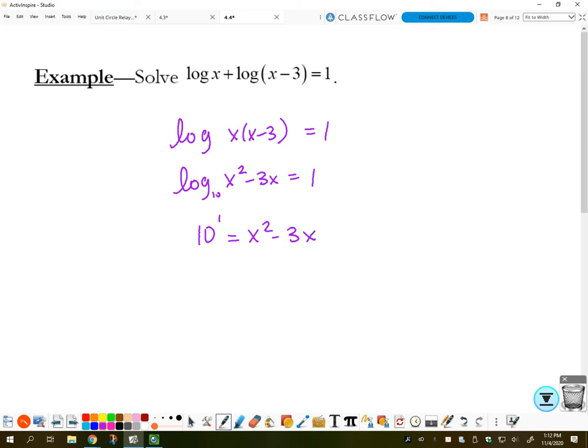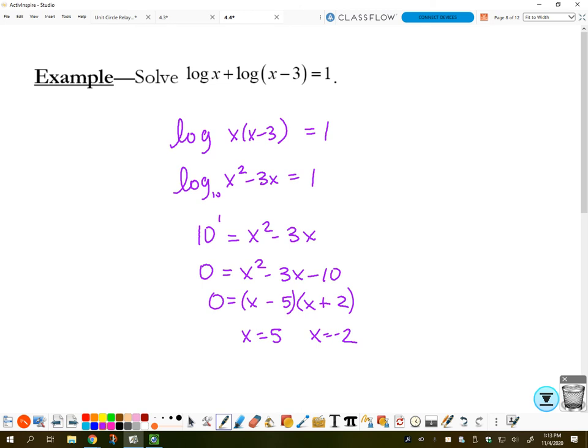You have an x squared. You've got a quadratic. The easiest way to solve those is to make them equal to 0 and factor. So subtract 10 over here. Factor this guy out. So x and x. 5 times 2 is 10. If it's negative 5, positive 2, that gives me a negative 10 when I multiply, and a negative 3 when I add. So I get solutions of 5 and negative 2.